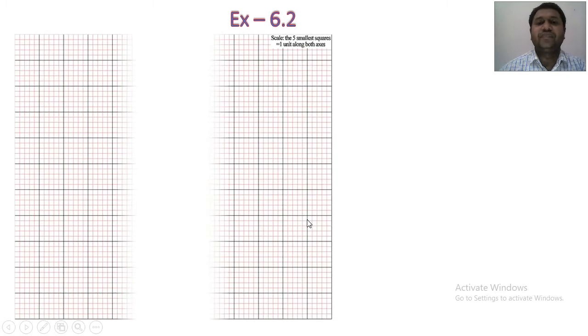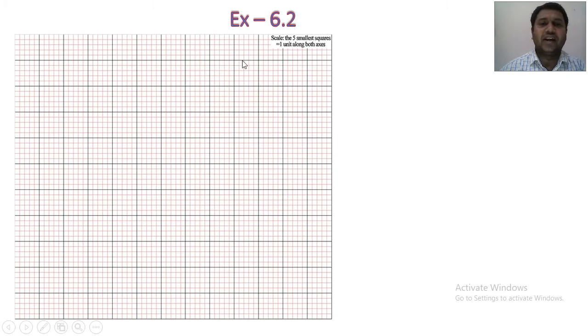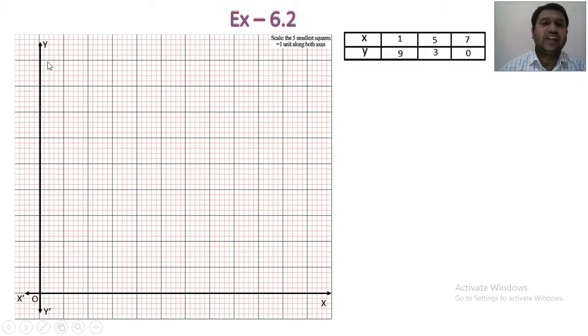So here, this is your graph paper. You can see the graph paper. The scale is written here. The 5 smallest squares equal to 1 unit along both axes. So here you can see the x-axis and y-axis. X dash, that is the x-axis, y dash is the y-axis, and they intersect at O.